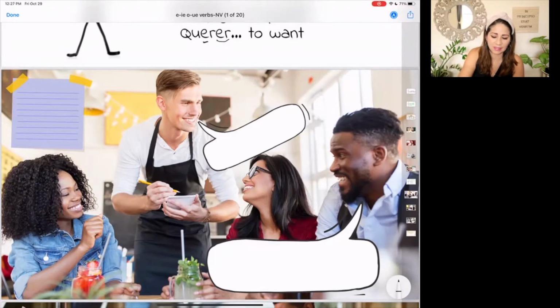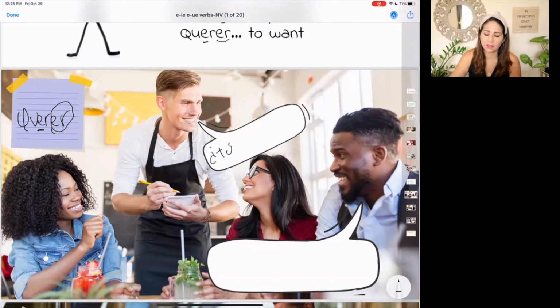So the verb is querer. We have an E that needs to be switched to IE, and then we have an ER ending. So the subject is you, tú. So do you want a lemonade? The question should begin with tú, okay? Now the verb querer, we start writing it normal, and then we have the E. It's gonna switch to IE, and then the R here. And then what ending do we need if it's second person, you? Should be ES, okay? So tú quieres, I wrote it too big. ¿Tú quieres una limonada?